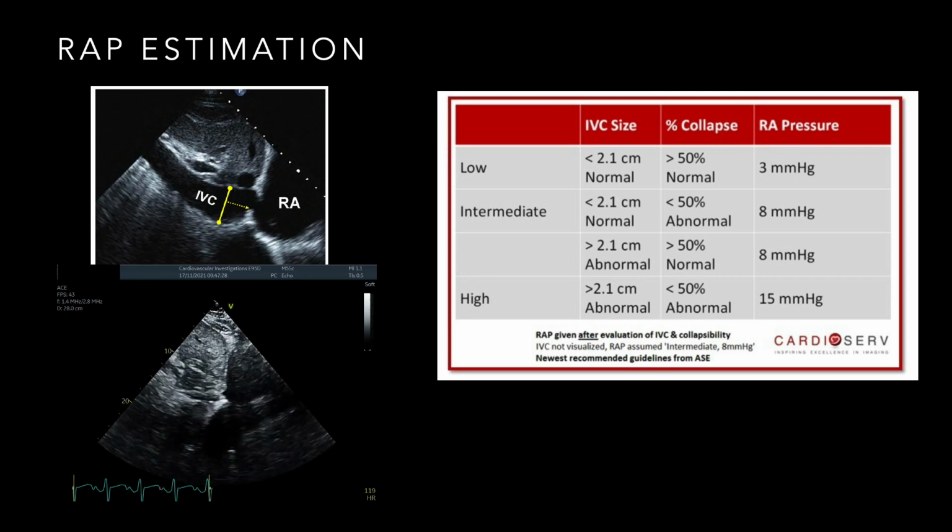In that middle ground, that kind of 8 millimeters of mercury ground, it's less reliable, and unfortunately for us, IVC collapse does not accurately reflect RA pressure in ventilator-dependent patients.